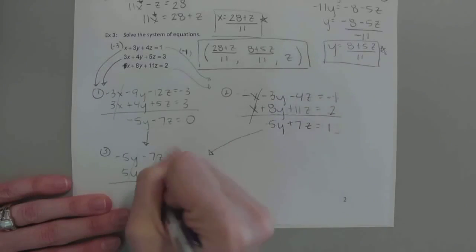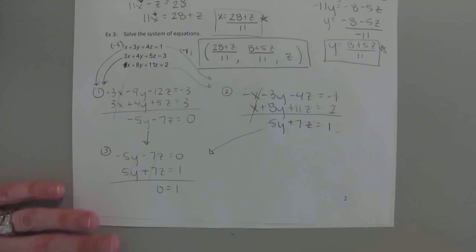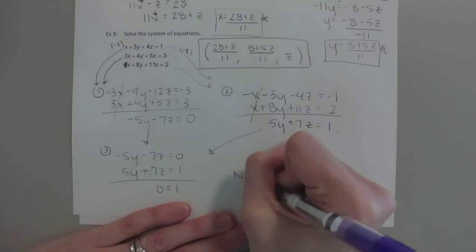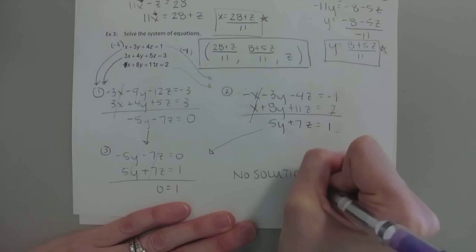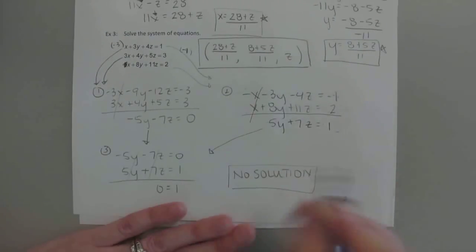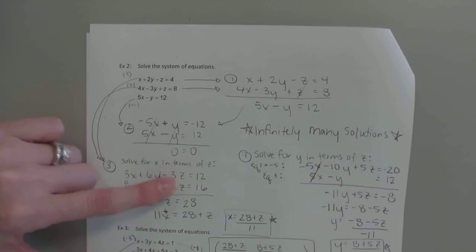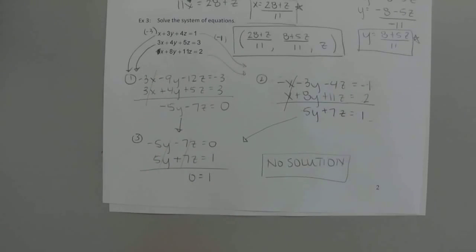So the last thing, step number 3, is to take both of them. We don't need to change anything because they have opposite signs, right? So we have -5y minus 7z equals 0, and we have positive 5y plus 7z equals 1. What happens to the left? They cancel out, so it's 0 equals 1. Is that a true statement? Nope. So what does that mean?